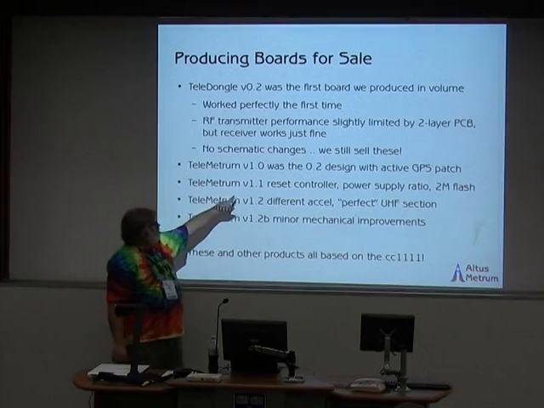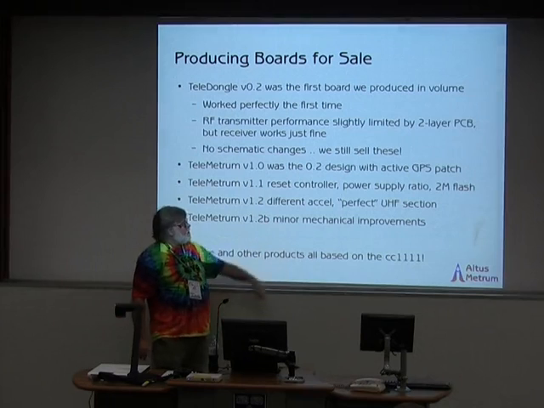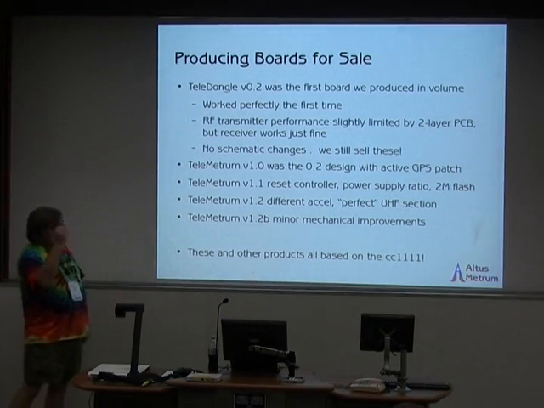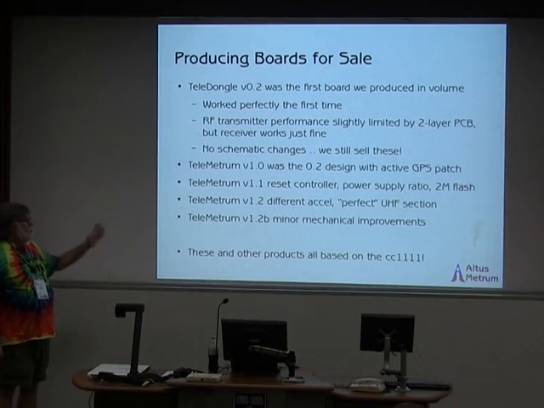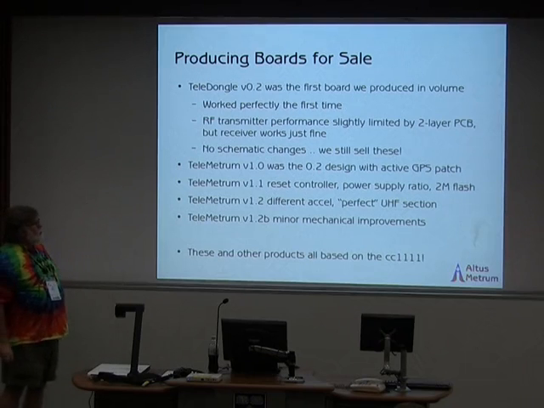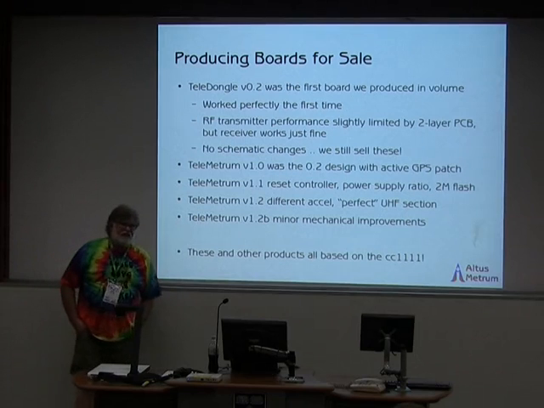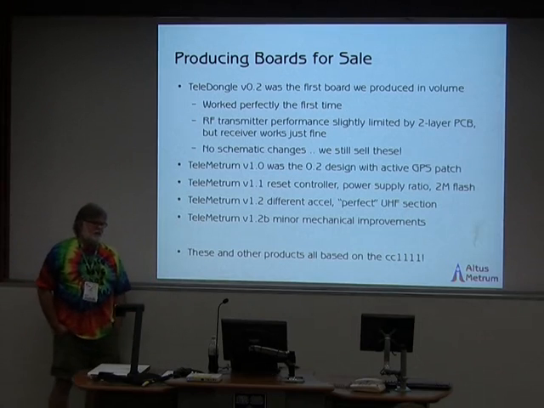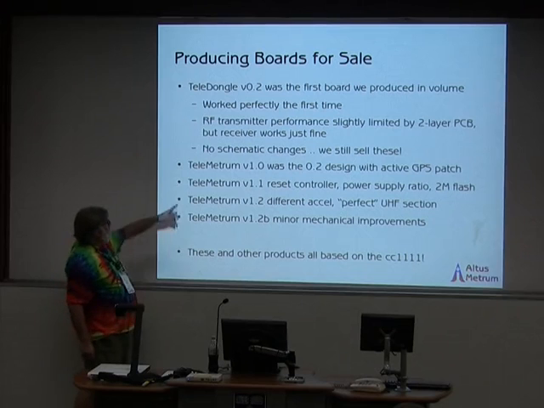So for version 1.1, we added an explicit reset controller. Wanted to be able to measure the ratio of some of the power supplies on the board to try and reduce some noise we were seeing in the flight data. It was cheaper to buy a larger flash memory part by then. And of the 1.1 boards, I think we ended up doing, it might just have been 100, might have been 200. I don't remember. We did a couple of runs of those though.